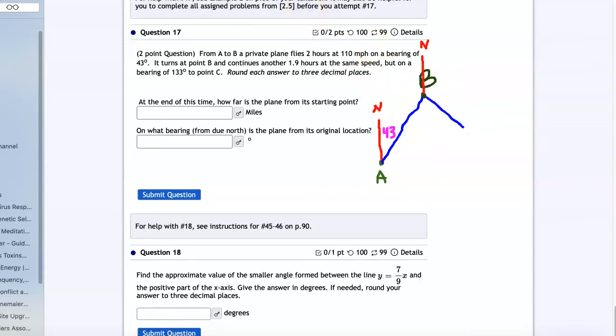I don't know how long to draw that yet, and I can't erase this, so I'm going to err on the side of going short. So here is 133 degrees. And that gives me point C. Okay, so actually I do know that it's going to be, since it's 1.9 hours versus 2 hours, these are going to be close to the same length, with this one a little shorter. Here's point C.